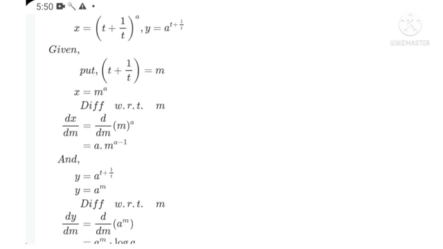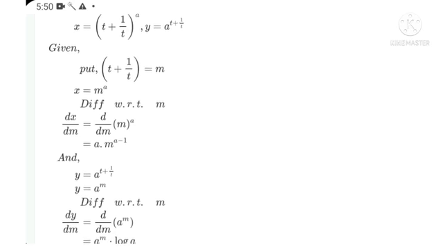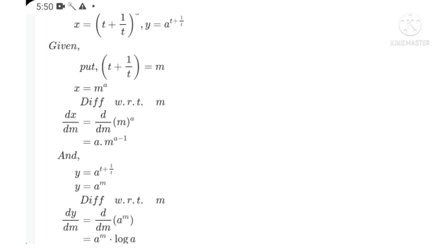Similarly, sixth one is there. x is equal to t plus 1 upon t raised to a and y is equal to a raised to t plus 1 upon t. Here you put the substitution t plus 1 upon t is equal to m. So we get x is equal to m raised to a and y is equal to a raised to m.